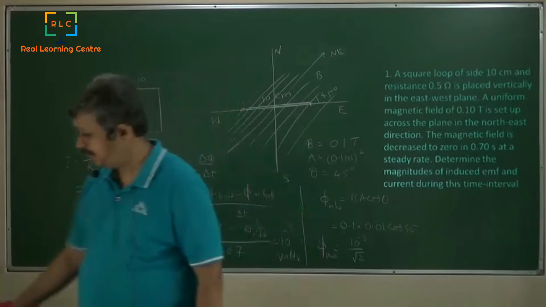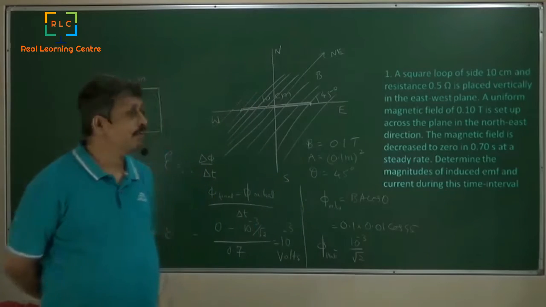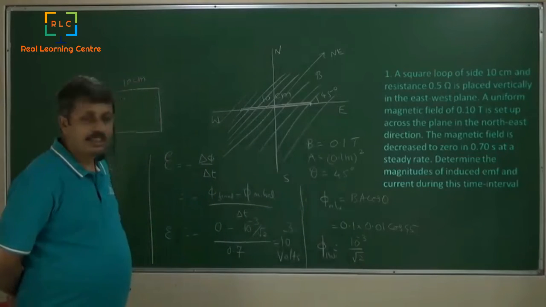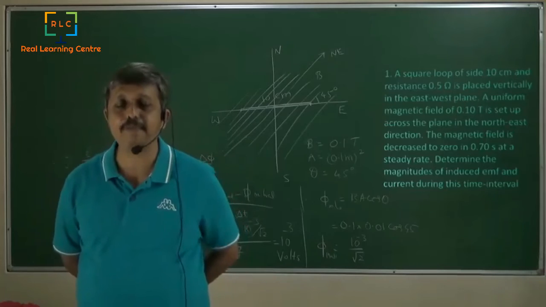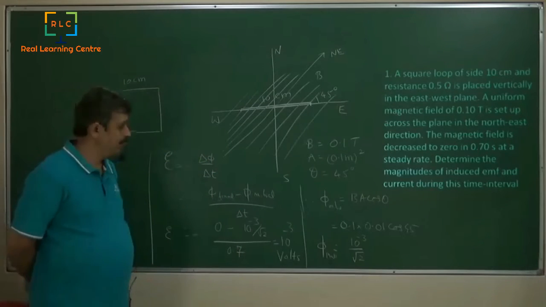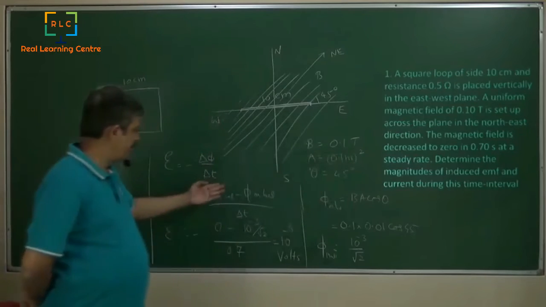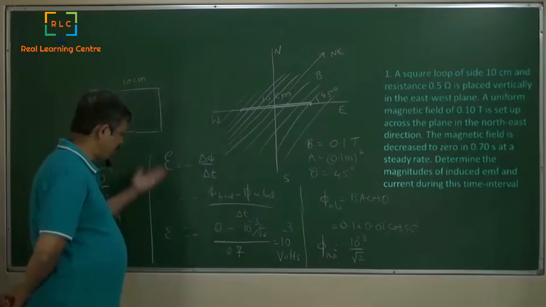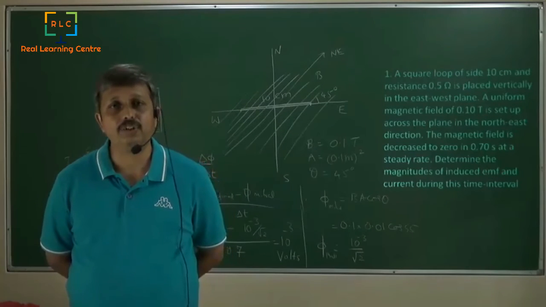That is how you can solve a question given in terms of B, A and the angle between them, and you can calculate phi. We know phi initial and phi final, and you can calculate delta phi. If they give delta t, delta phi by delta t can be calculated. That is nothing but the induced EMF. This is how you can calculate induced EMF.